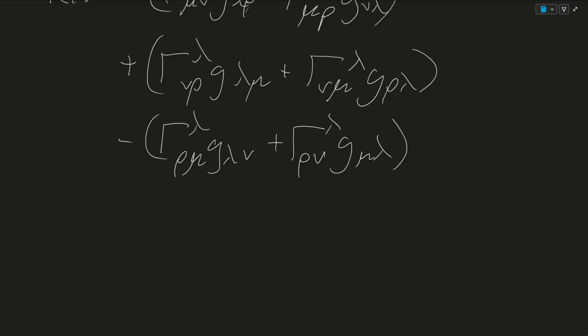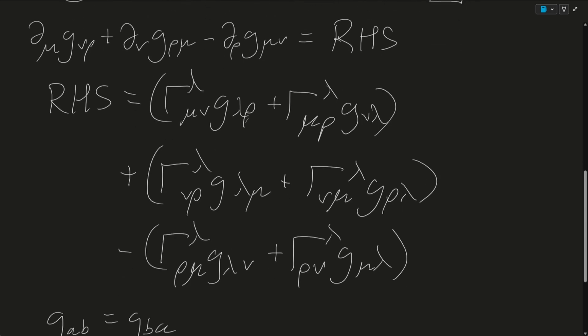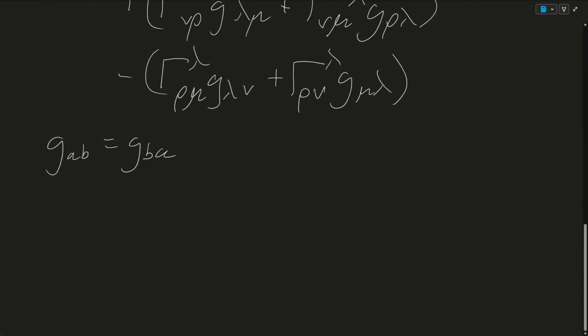Anyway, I'm hesitant to write this all out because we have a symmetry for the metric, in the sense that g sub ab is equal to g sub ba, and we also have, as long as the upper indices of the Christoffel symbols are the same, symmetry between the lower ones. So gamma sub ab would be equal to gamma sub ba. So those are our two symmetries.